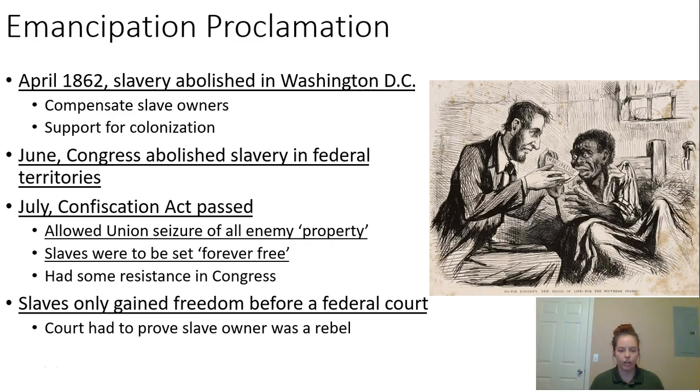There was some resistance in Congress in that some people thought it went too far, some people thought it didn't go far enough, and so while this is important, it wasn't universally supported. Another important note with this, though, is that slaves are only going to gain freedom before a federal court, and the Union has to prove that the slave owner was a rebel in order to grant them freedom. And really, this matters most when we talk about border states, and the slave owner has to be a rebel in order for us to grant the slaves freedom, because if not, then we're starting to get into some tricky, unsupported territory as far as laws go.